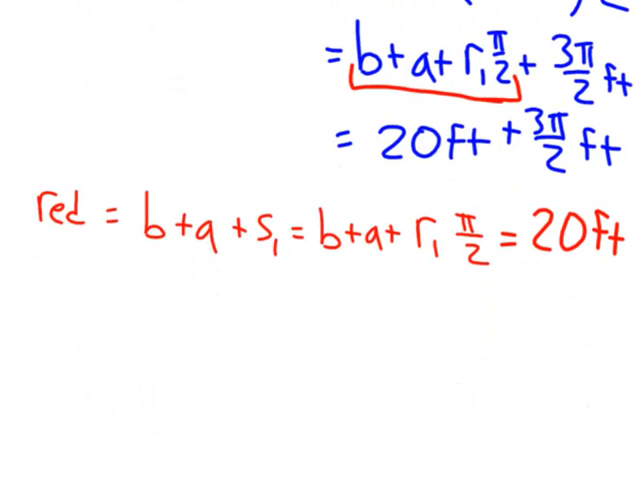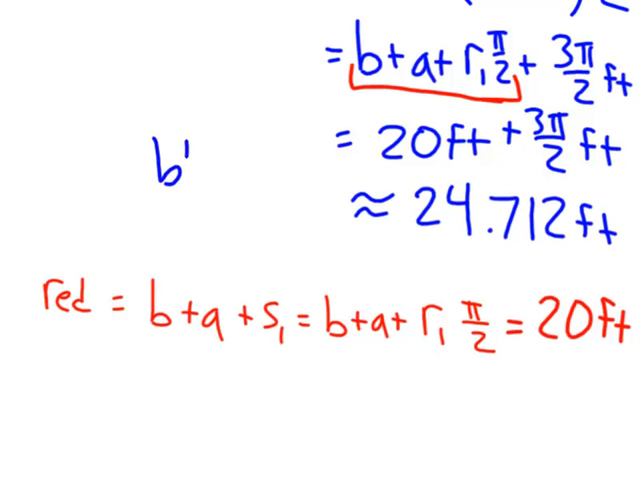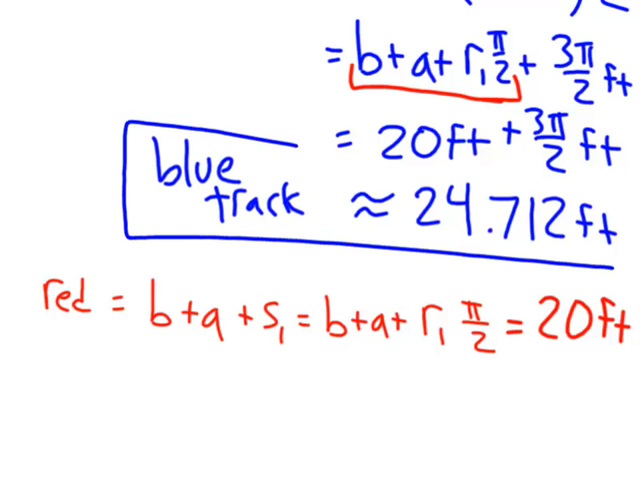If I feel compelled to type that in the calculator, I'll find that 20 plus 3 pi over 2 gives about 24.712 feet if I go to 3 decimal places. That's the length of the blue track. Notice that we were able to determine that without ever finding out what x and y and R1 and R2 were. Turns out there was not enough information to find those individually, yet we were able to find out this total length of the blue track. Turns out that does not depend on those quantities individually.